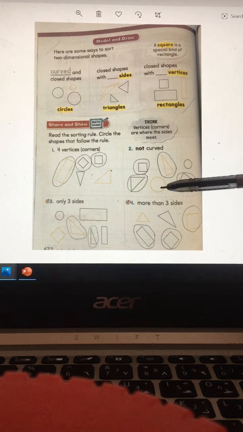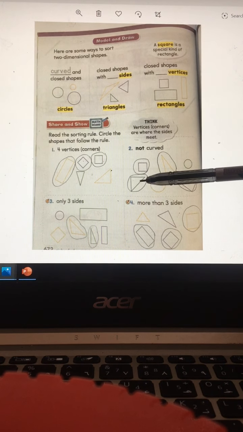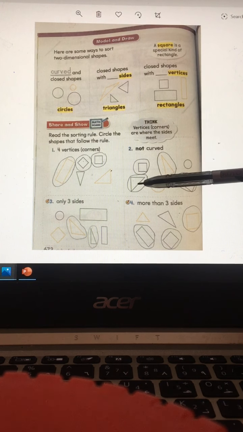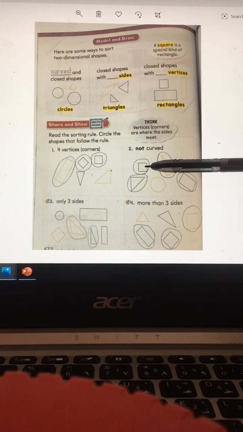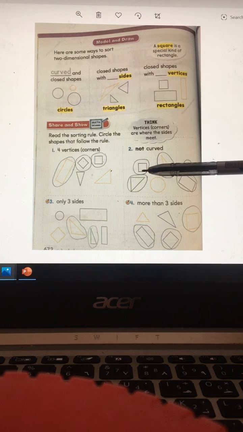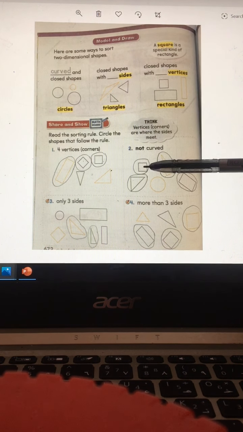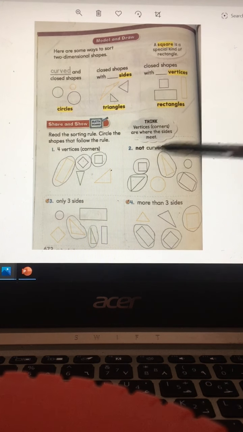The circle has a curved surface, but the triangle has only straight surfaces, or straight sides. So that's why we can circle the triangle. The square also has straight sides only. It doesn't have any curved surfaces. That's why it is following the sorting rule, so we are going to circle it.